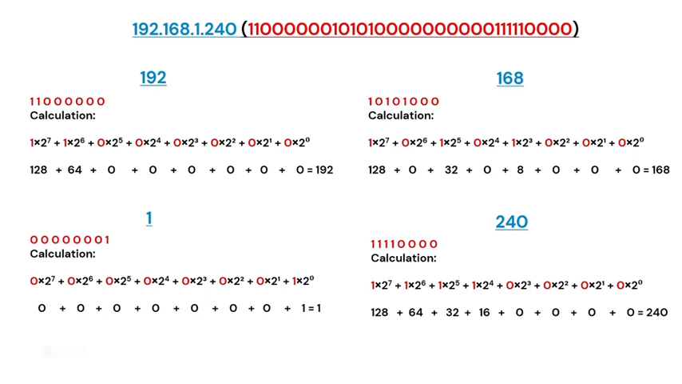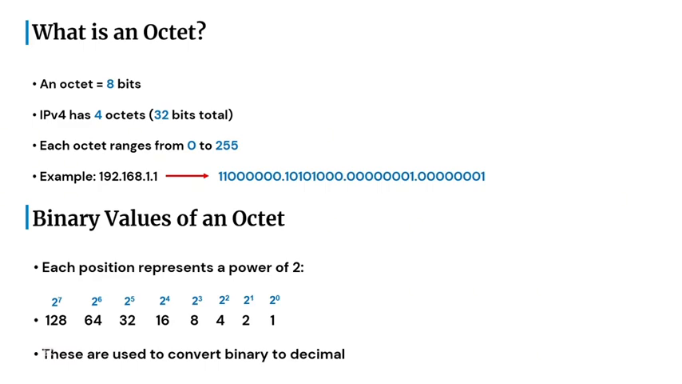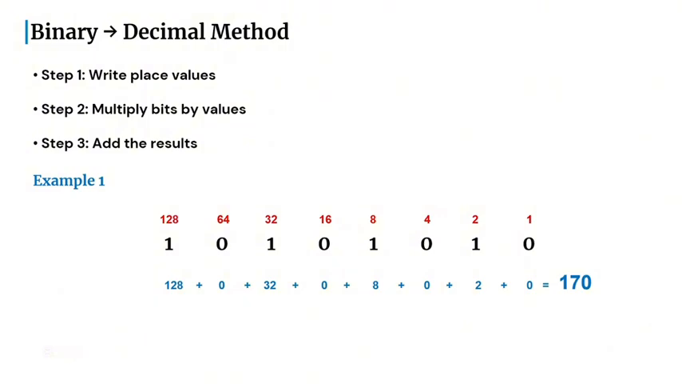To do this quickly, you need to memorize the binary values of an octet. Remember, an octet is just 8 bits. And because of this math, each decimal number in an IP address will always range from 0 to 255. From left to right, the positional values double every time, giving us the standard networking matrix: 128, 64, 32, 16, 8, 4, 2, and 1. We use these exact position numbers to convert back and forth between binary and decimal. Converting from binary to decimal is a simple 3-step process.